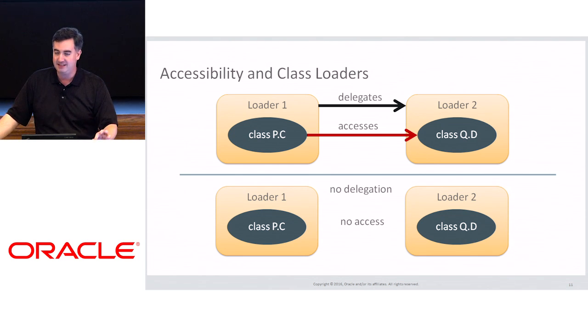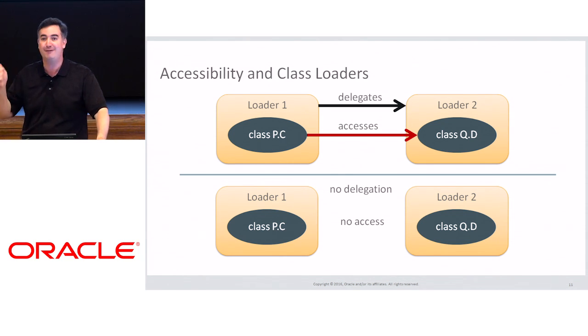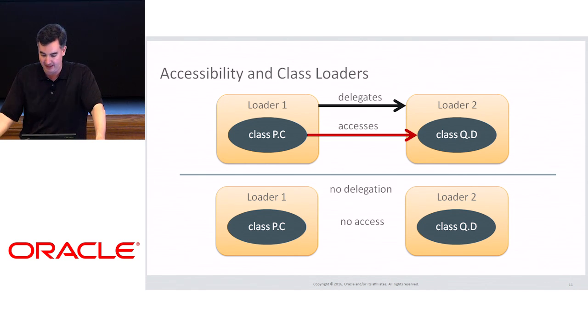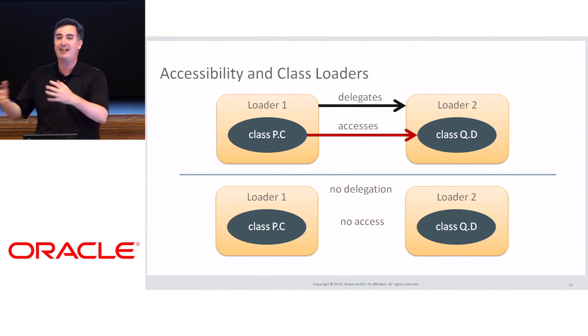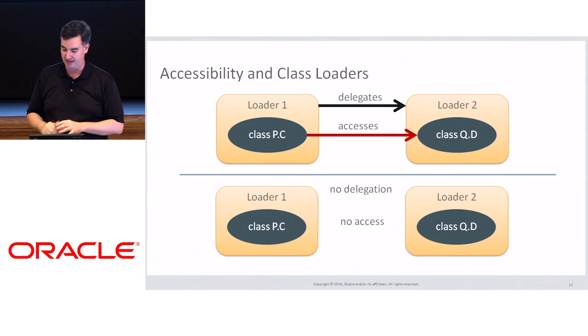Now, technically, this isn't a failure of accessibility because the VM never gets to check the flags of q.d. Instead, it's a failure of visibility. q.d is invisible to p.c by reason of class loader delegation. But the effect is still quite powerful. If the class loader of the accessing class, p.c, can't find and load the target class, then it doesn't matter if the target class is public. It's effectively encapsulated. Whoever sets up the class loaders sets up the encapsulation.